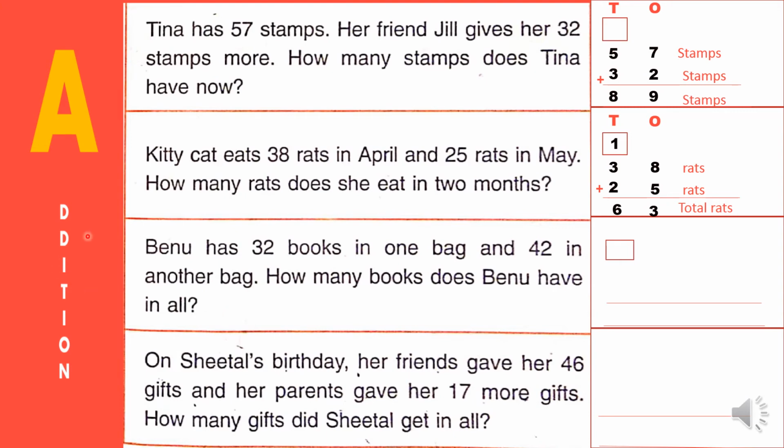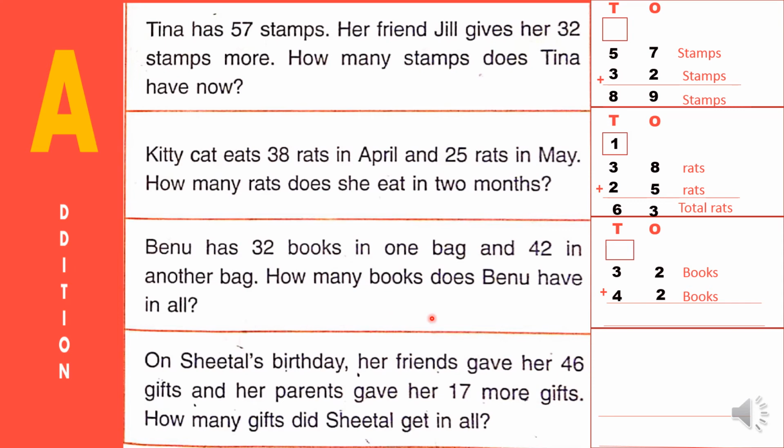Okay, now we have to write the answer like this. First we have to write tens, next ones. So in one bag how many books does Binu have? 32 books. So we have to write 32 like this. Next we have to keep the addition symbol like this. Next, in another bag how many books does Binu have? 42 books in another bag. So we have to write 42 like this.